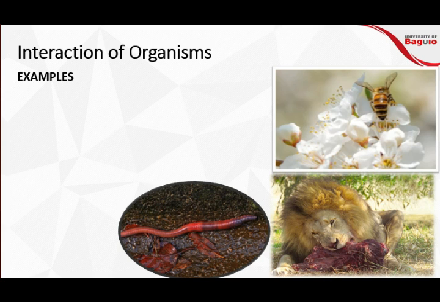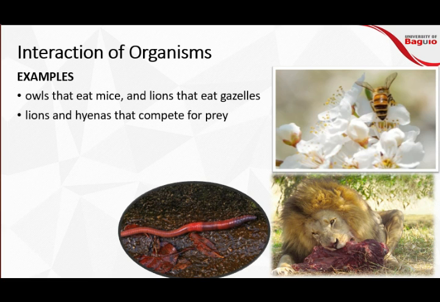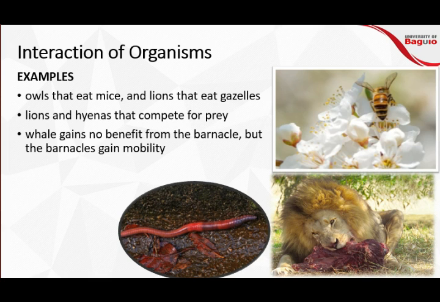And my dear classmates, here are the different examples. As I present each example, I want you to answer in the comment section or the chat section, just for us to recheck your understanding of ecological relationships. Let's start with the first one: owls that eat mice and lions that eat gazelles. What is your answer? That is an example of predation. Very good. Next one, lions and hyenas that compete for prey. That is definitely competition.